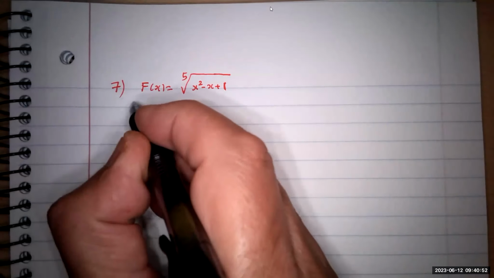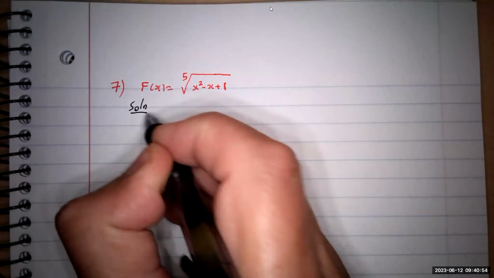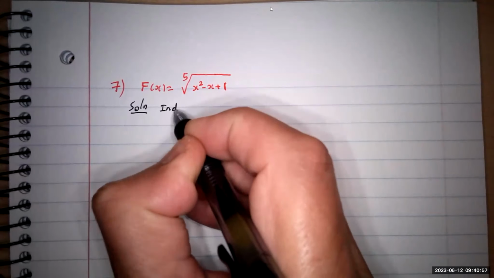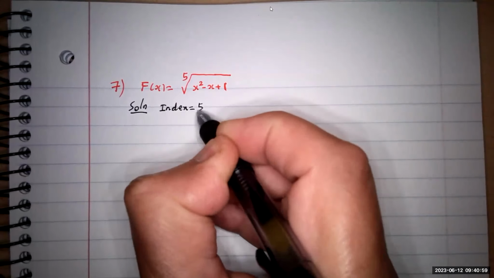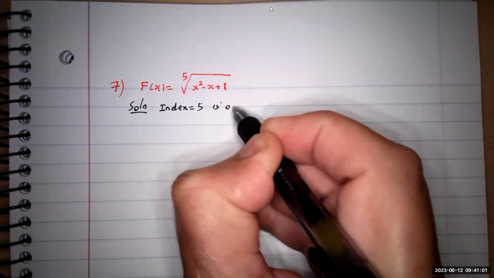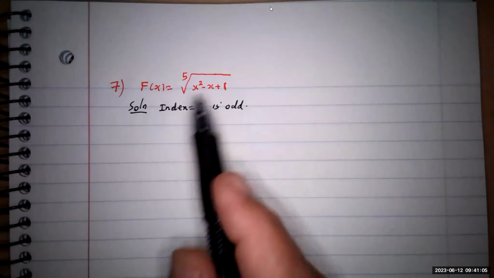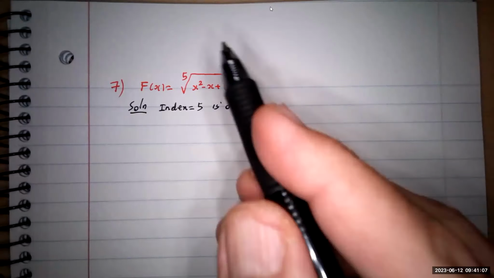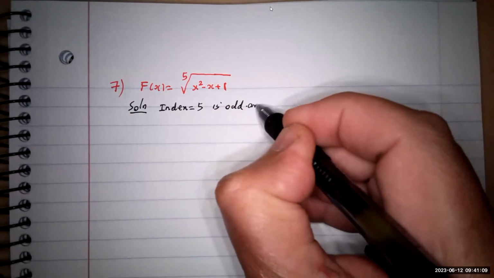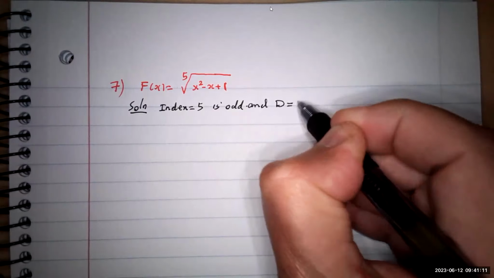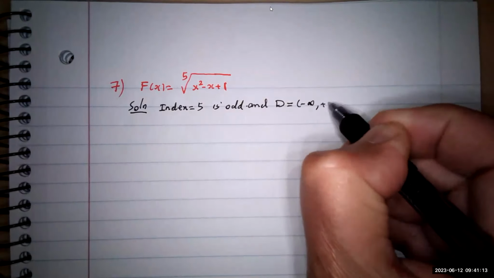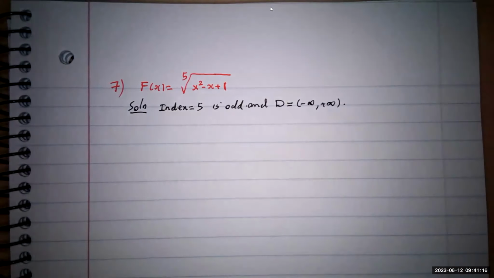So simply the solution of this one is going to be: the index 5 is odd. Forget about the radical. What is inside the radical? The polynomial. So we can say it's odd, and the domain of the function is going to be all real numbers. Easy case. Any question?